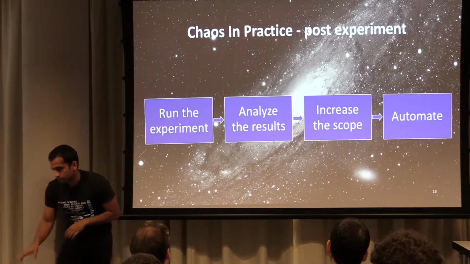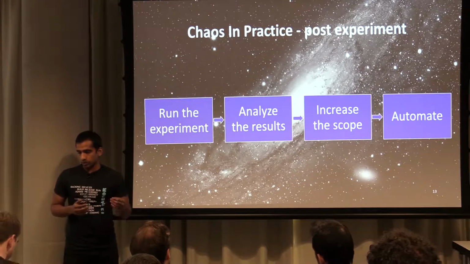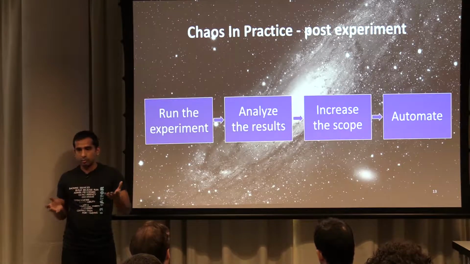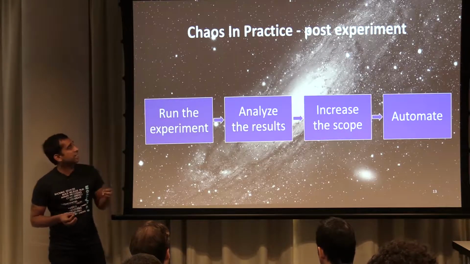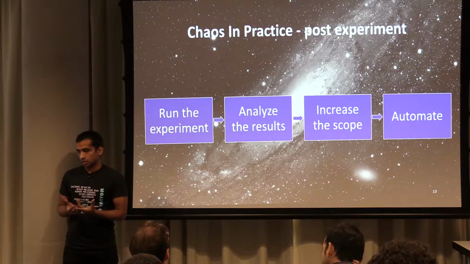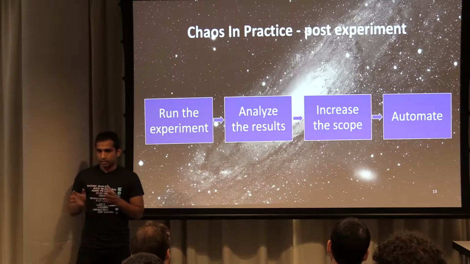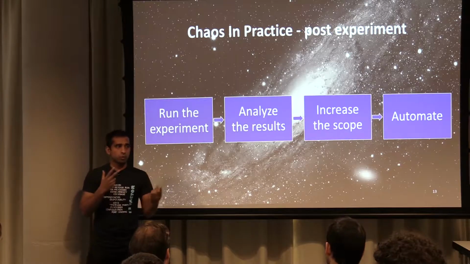So now it's the time to run the experiment. It can be automated, it can be manual, but you run the experiments and then you analyze the results. This is looking at the metrics and seeing how they differ. So based on the results, you have one of two things.